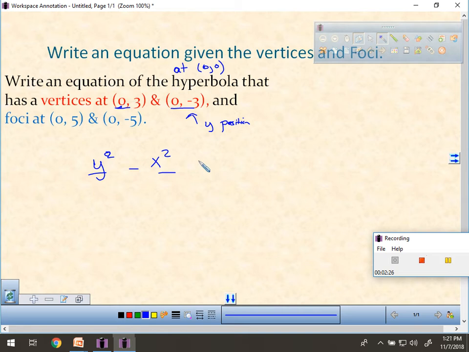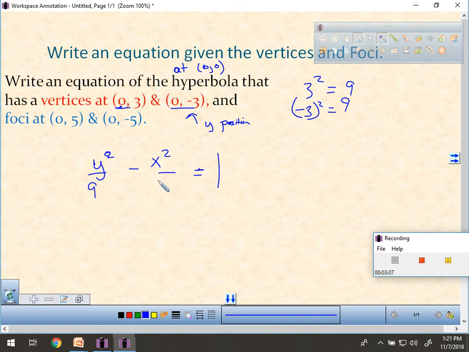Now, just like Laura said a second ago, it's going to be equal to 1, so I know that. And the next thing I know is this part right here, just like with an ellipse, you see it's 0, 3, 0, negative 3. Doesn't matter how you do it. What is 3 squared and negative 3 squared? What do they both give you either way? 9. So guess what's going to go up underneath the y squared? The 9. That's right. So put y squared over 9.